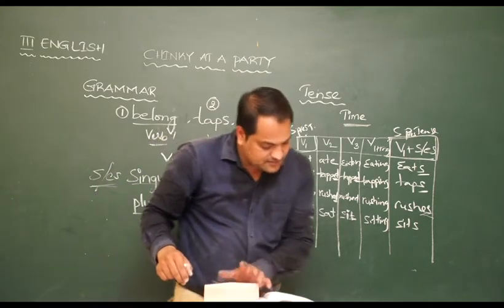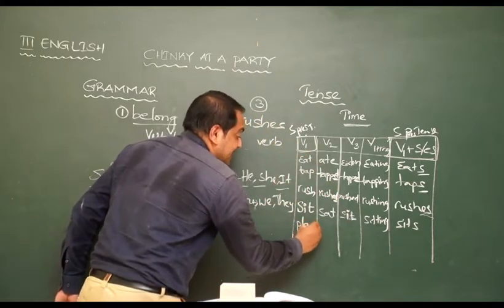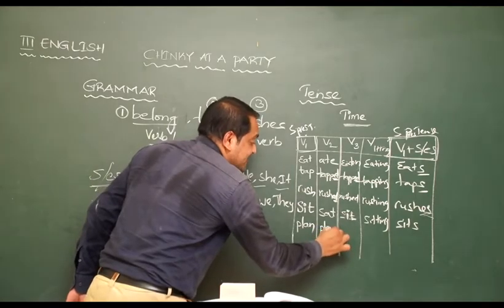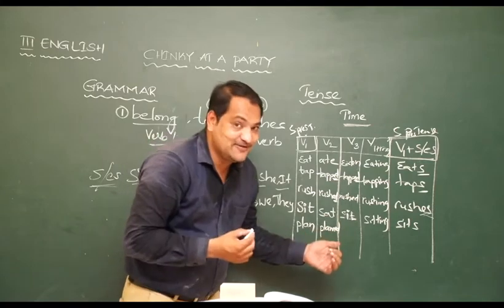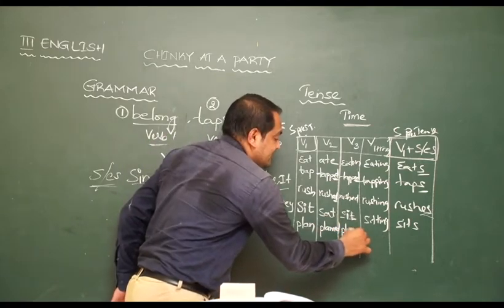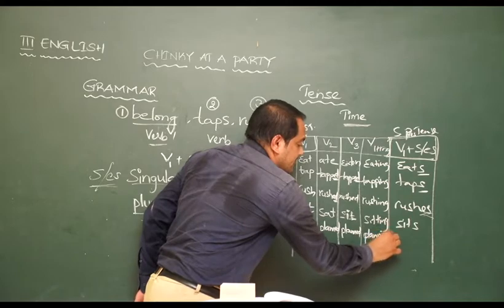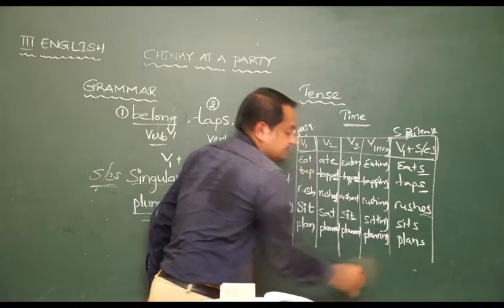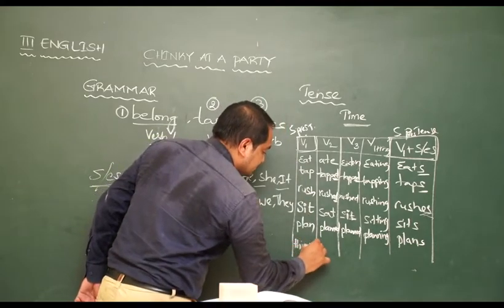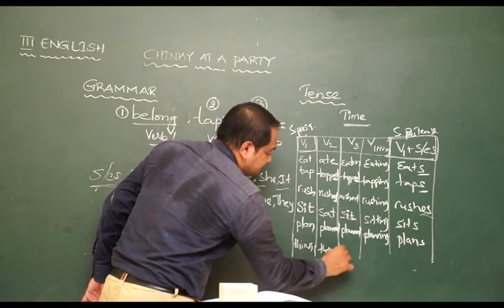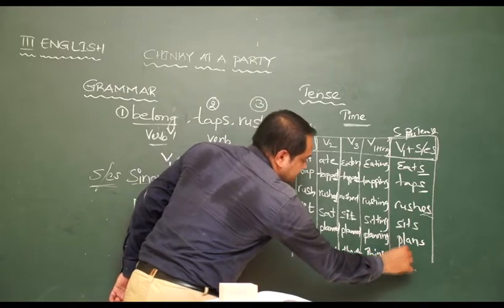Now, look at this. He is planning. What's the next verb? Plan is the basic form. Planned, N-N-E-D. Now, if ED comes in V2, what's the rule? V3 is also ED, planned. Then planning, plans. Think, thought, thinking, thinks.